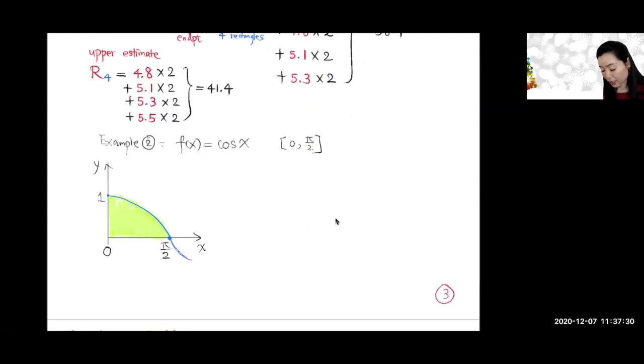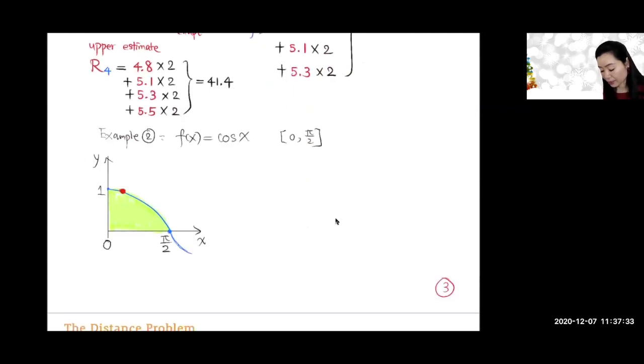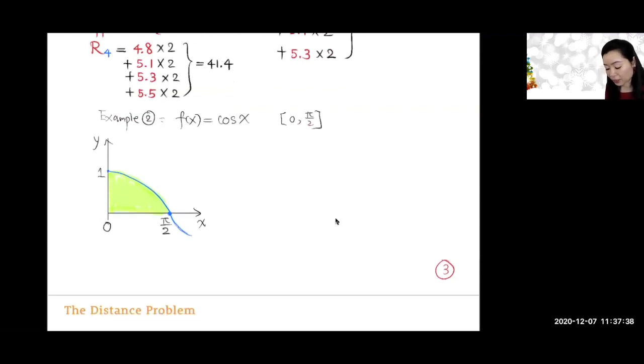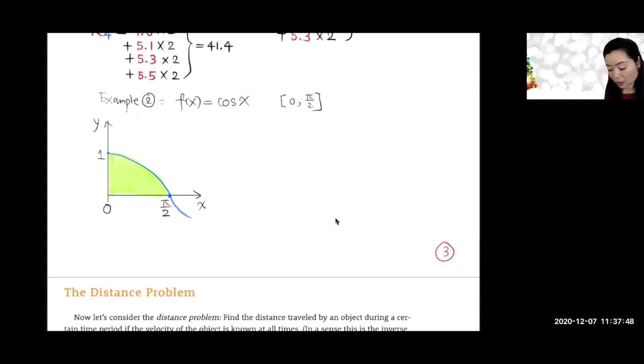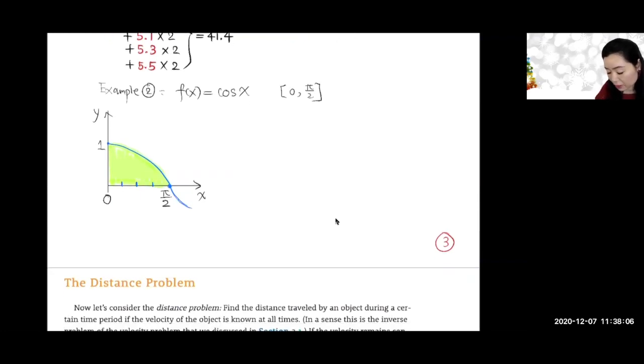Now the next example is the cosine function. This is the curve for the cosine function from 0 to pi over 2, and they ask you to estimate the area under the curve. Let's try to use 4 rectangles to approximate that. So I'm going to divide this into 4 subintervals, each with equal width.